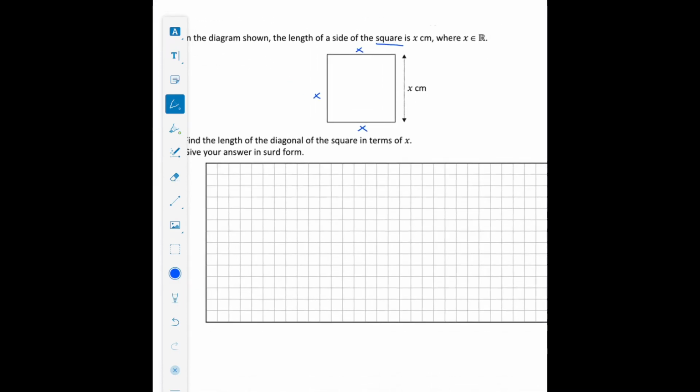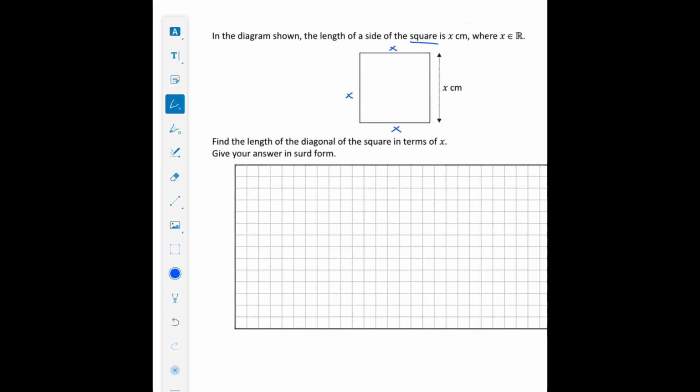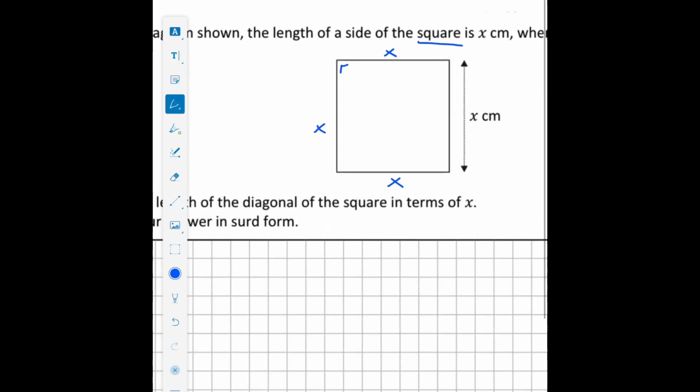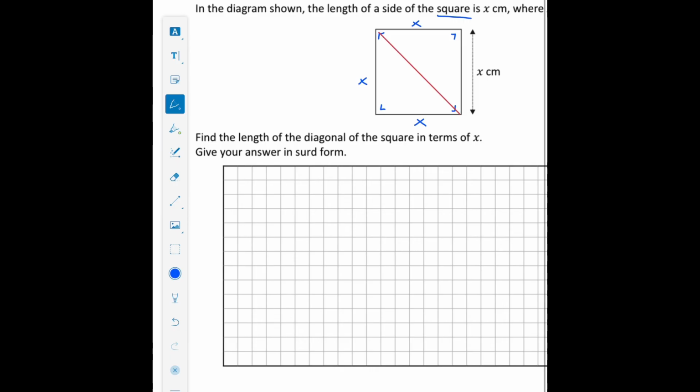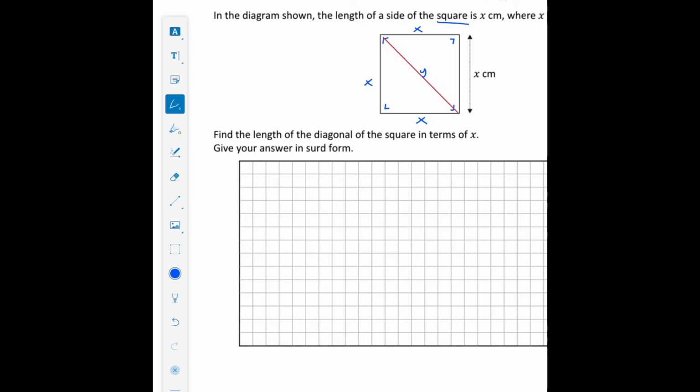So if this side is x, that side is also x, that side is also x, and that side is also x. Okay, thinking what else do I know about a square? Okay, squares, right angles at every corner. Okay, just some information that kind of came to my head when I saw the word square. Haven't really gone any further with the question yet. Find the length of the diagonal of the square in terms of x. So the diagonal of the square goes like that. Okay, so we're looking for that. We're going to call it y. Okay, giving your answer in surd form.